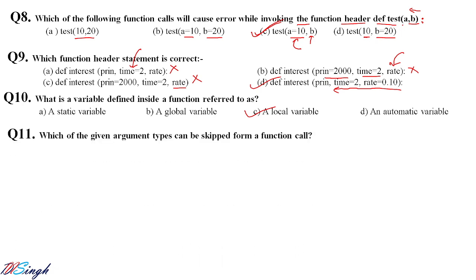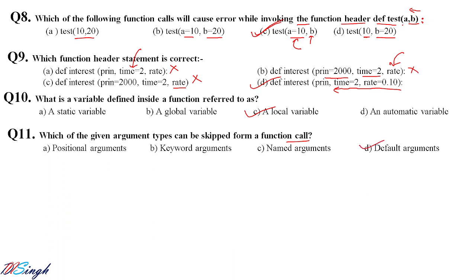Which of the given argument types can be skipped from the function call? If your function header has a default argument, then you can skip the value for that particular argument in your function call. Definitely you will have one question on the types of arguments in a function, so that is a very important topic, you have to study it very properly. Definitely you are going to get a 2-3 marks question from there, or on scope of the variable, there is a high chance you will get a question from there.